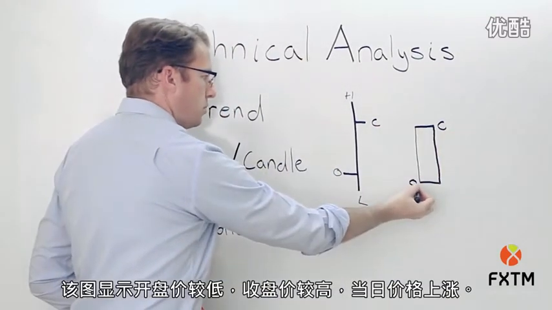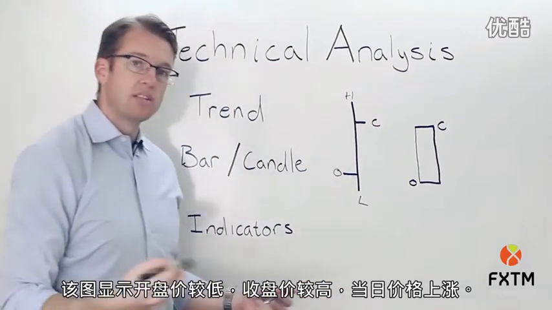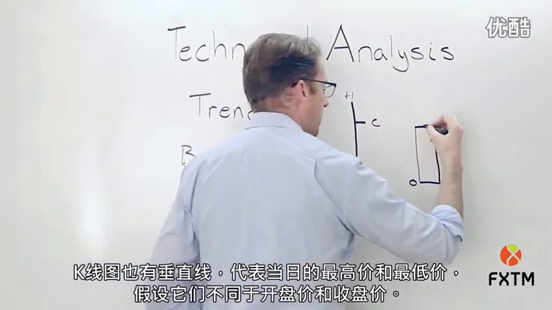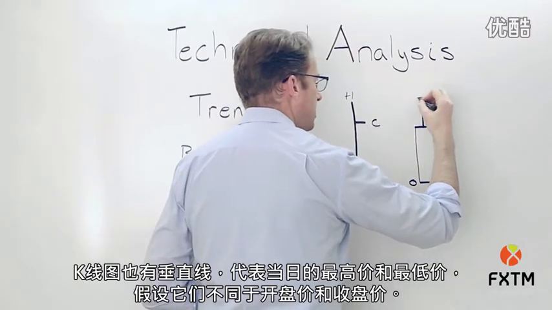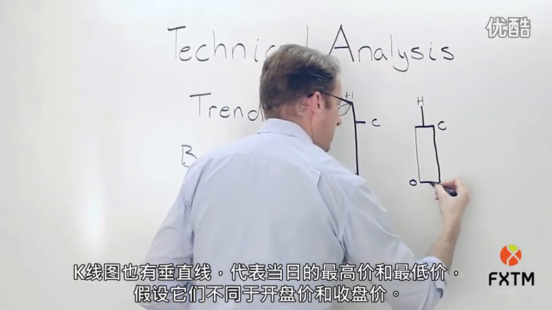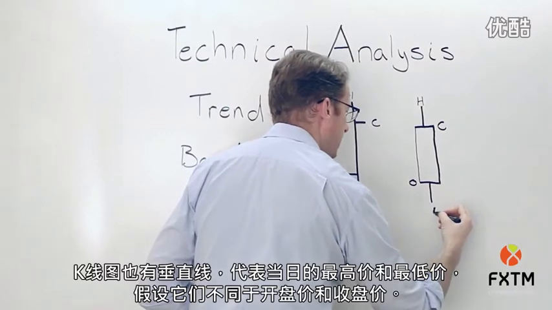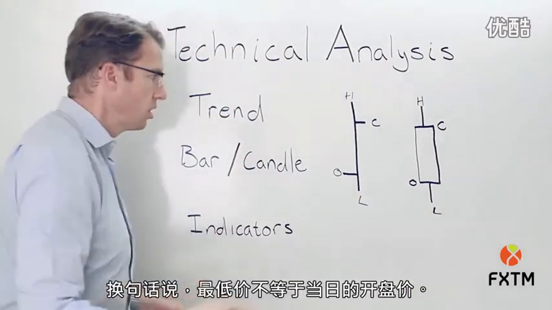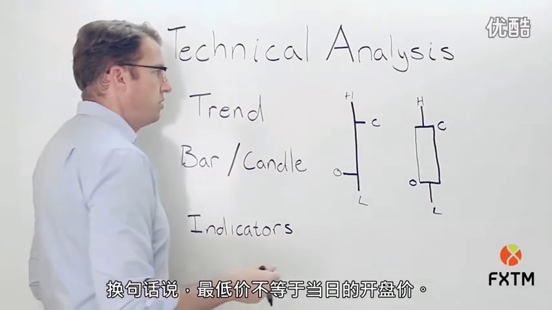So that's telling me the open price was down here, the close price was up there, so it was actually a positive day. Now the candle also has vertical lines that will represent the high price for the day and the low price for the day, assuming that those were different than the open and the close. So in other words, that the low wasn't equal to its open for the day.